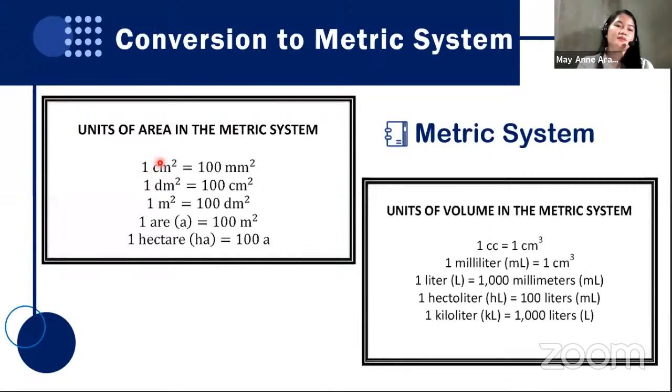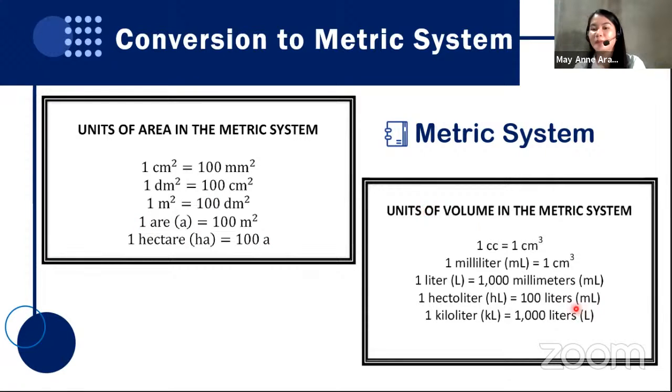Other conversions: for area, you just need to square. 1 centimeter is 10 millimeters, so for area, square the 10. 10 times 10 is 100. So 1 square centimeter is 100 square millimeters. 1 square decimeter is 100 square centimeters. 1 square meter is equal to 100 square decimeters. And 1 are is equal to 100 square meters. And 1 hectare is equal to 100 are. The are is a unit of area.